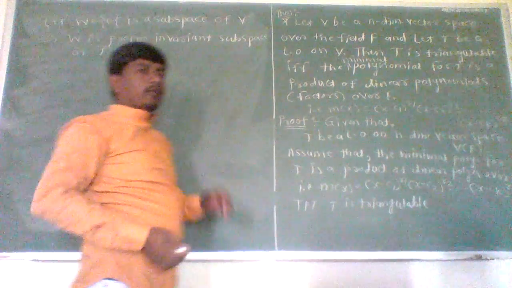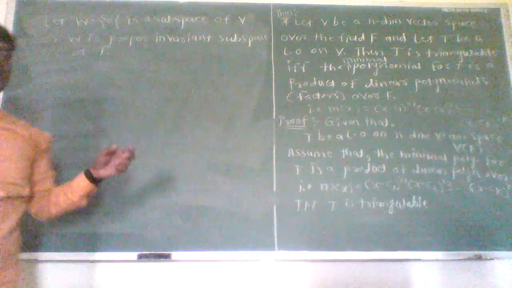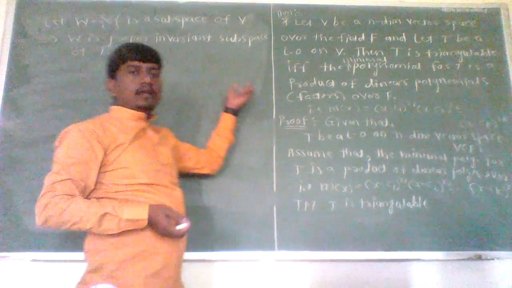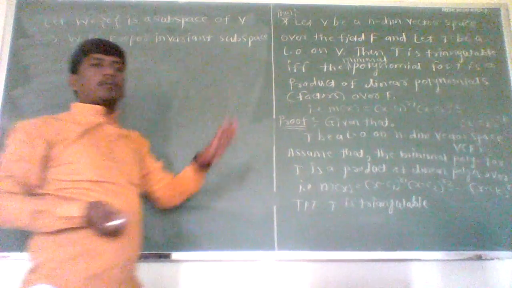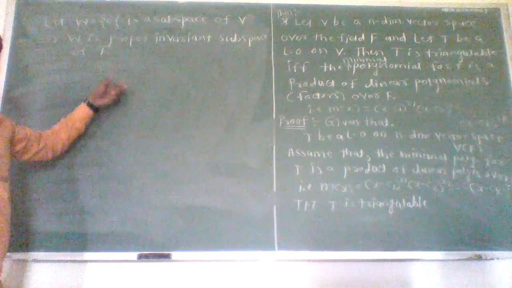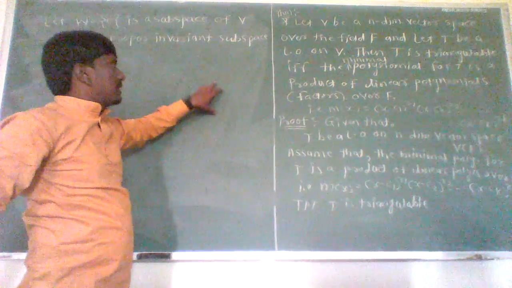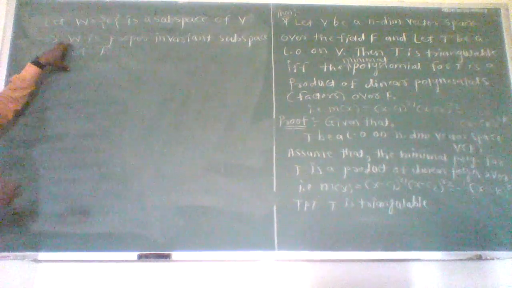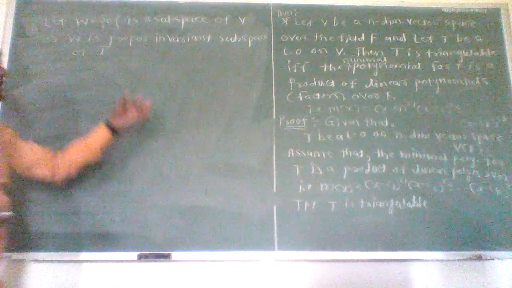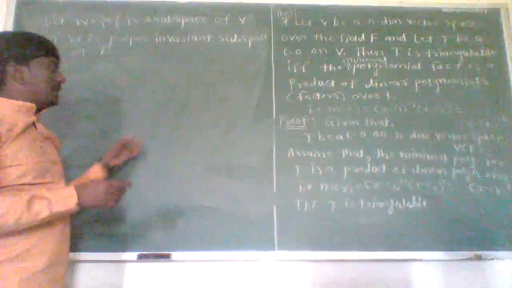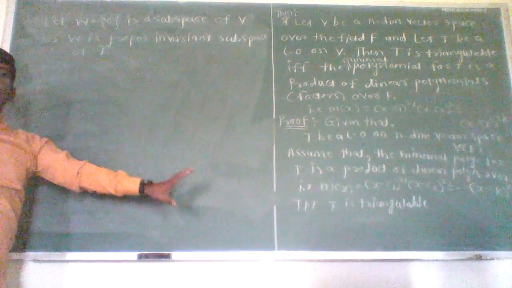In the first chapter we proved one result: if T is a linear operator defined on a finite dimensional vector space V over the field F such that the minimal polynomial for T is a product of linear factors, that is, p(x) is equal to (x minus c1) to the power r1 into (x minus c2) to the power r2 up to (x minus ck) to the power rk, and W is a proper invariant subspace of T, then there exists a vector alpha belonging to V such that alpha is not in W but (T minus ci) of alpha belongs to W.